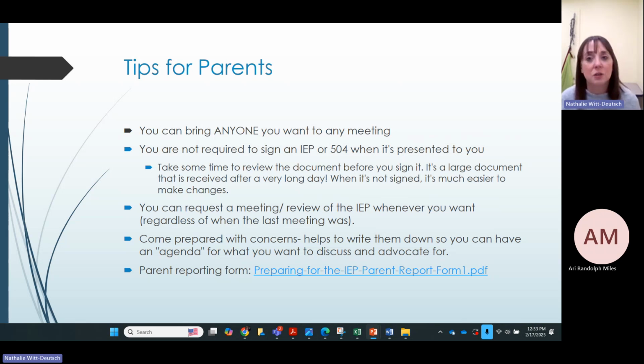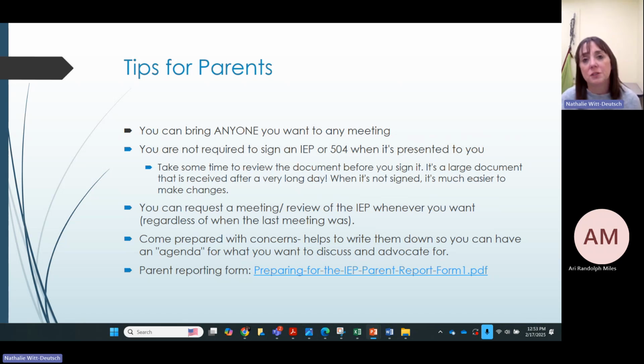But fear not, if you do sign it and then later on you don't agree with something, or there are concerns that are going on with your child with regards to how the intervention and the implementation is going, you can call for an IEP revision to make those changes. So it's not set in stone for the next year and you have to put up with it. There are ways that you can make revisions to an IEP by holding an IEP meeting.